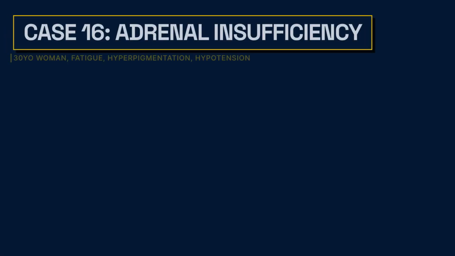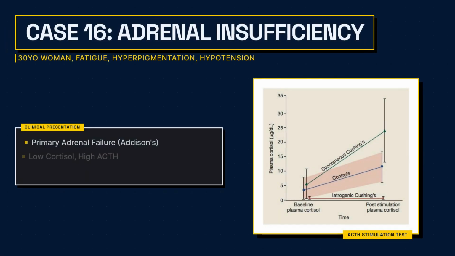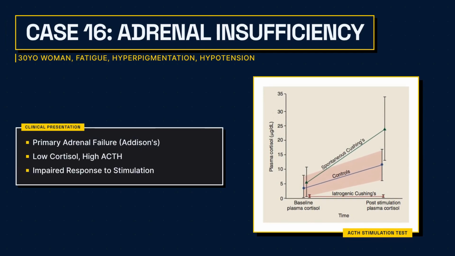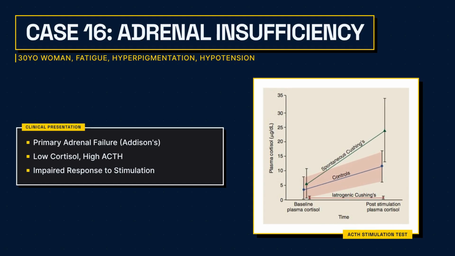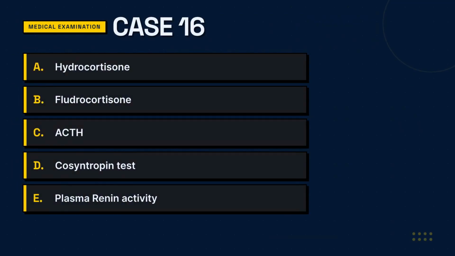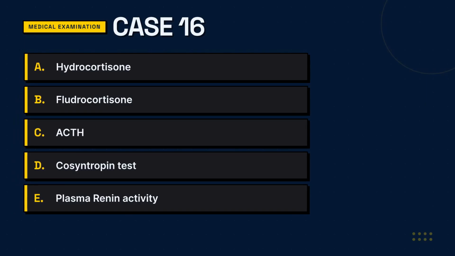Case 16. A 30-year-old woman presents with worsening fatigue, weight loss and darkening of her skin, especially on her palmar creases. Her blood pressure is 90/60. Laboratory tests show hyponatremia and hyperkalemia. What is the most likely underlying mechanism? A. Autoimmune destruction of the adrenal cortex, B. Pituitary adenoma secreting ACTH, C. Ectopic ACTH production, D. Sudden cessation of exogenous steroids, or E. 21-hydroxylase deficiency.